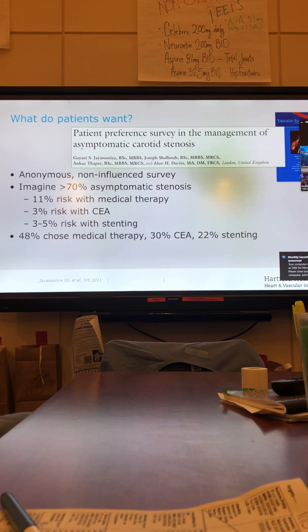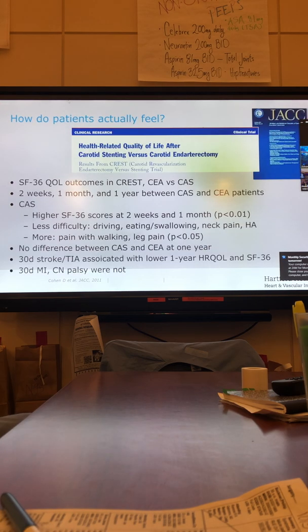Those are pretty real numbers, all right? And pretty good ratios between the different numbers. Almost half of the patients chose medical therapy as what they would want given that breakdown of the different risks of stroke and what they had in terms of diagnosis. So I thought that was kind of interesting in terms of what patients prefer when they're given the different options.